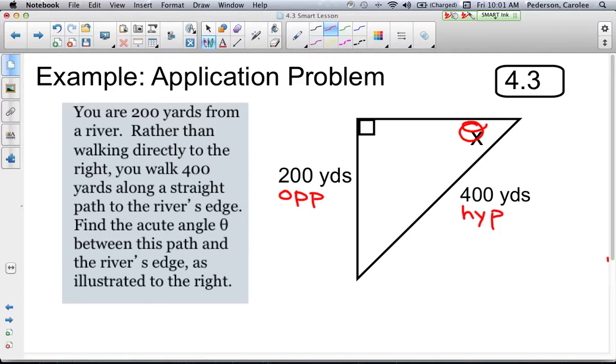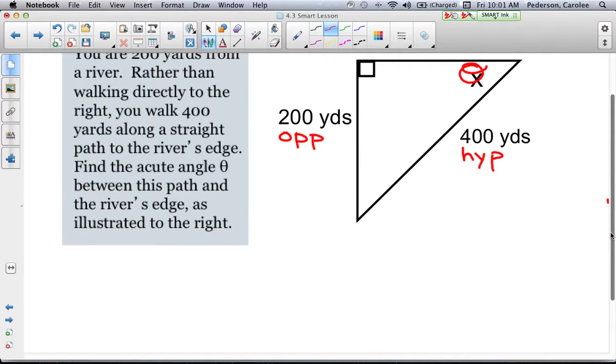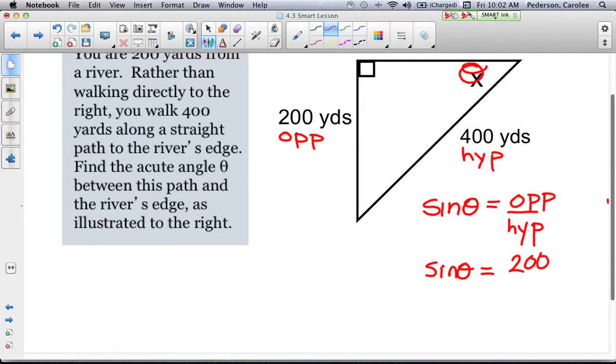So let's just go ahead and write the general equation for the sine function. And then we'll substitute in what we know. So, sine of theta, do we know that? Do we know the theta? Nope. Do we know side opposite? Yep, what's that? 200. Do we know side hypotenuse? Yep, 400.